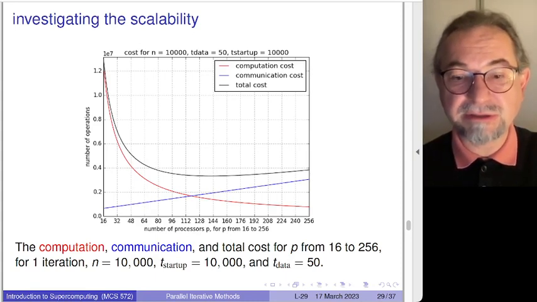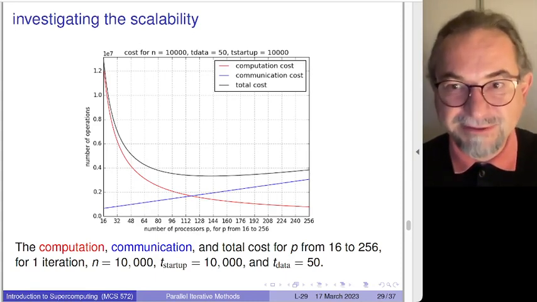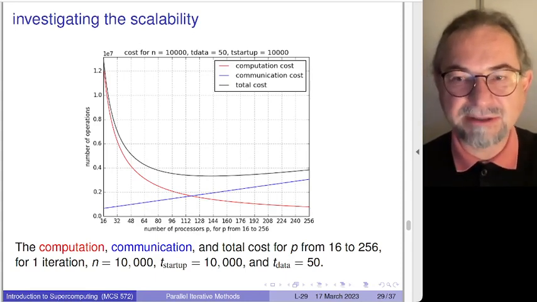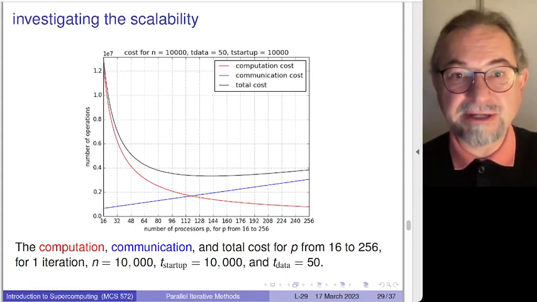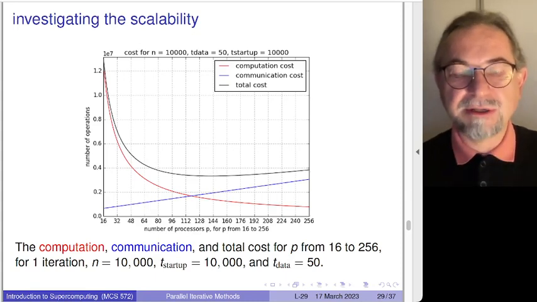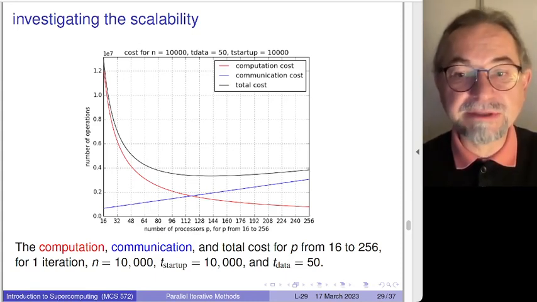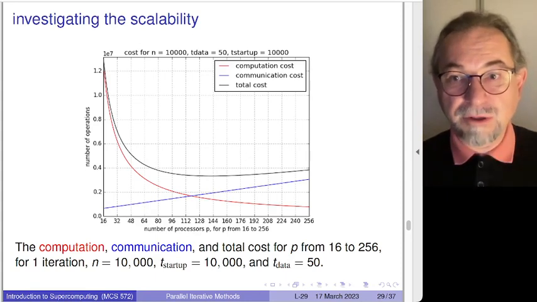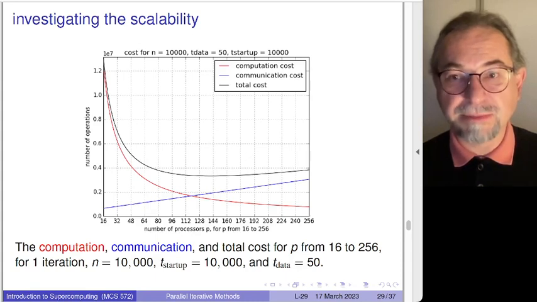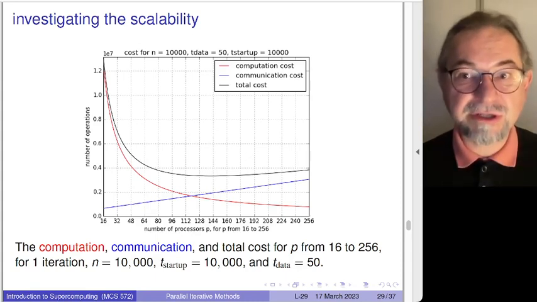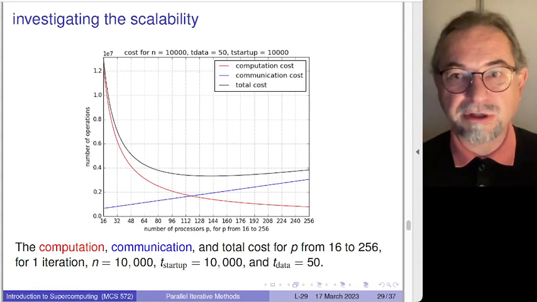So this is a nice, rather dry but synthetic investigation of the scalability using the parameters T data, T startup. And this shows the scalability analysis, also confirming the law of Gustafson that we have covered in the beginning of the course, the first lecture actually. If you want to use a large number of processors, then you must pick problems that are also sufficiently large.